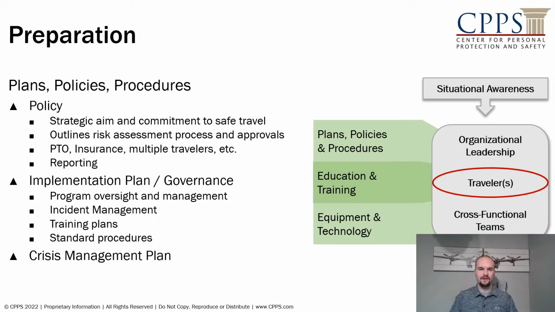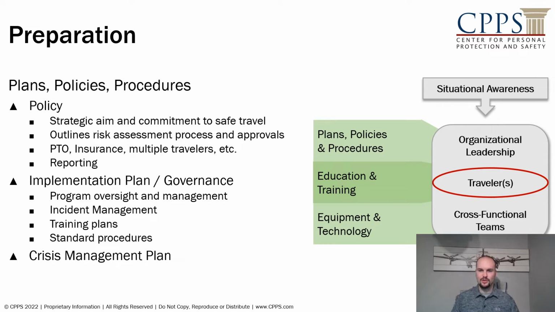The first significant piece of this is preparation. Preparation, as you can imagine, has everything to do with building the travel program. It's formulating the program. If you think back to that pyramid I showed you, this is a different way of looking at it. This is the plans, the policies, and the procedures. We'll talk about education and training, and we'll talk about equipment and technology as well.